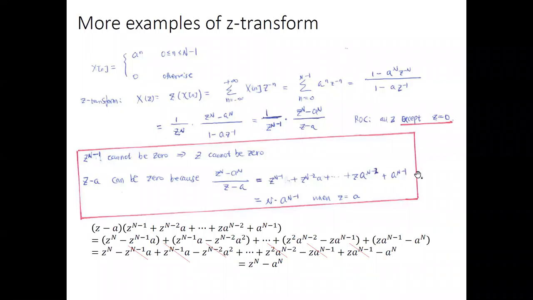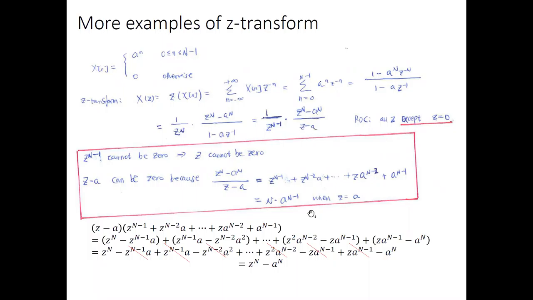For this polynomial, when z equals a, every term is a to the power n minus one. There are n terms, so the result is n times a to the power n minus one. This is a finite value because capital N is a finite integer that is given to us, and a is a finite number. So the conclusion is that for z equals a, X of z actually takes a finite value. So z equals a is not a pole for X of z, although it is written in the denominator.